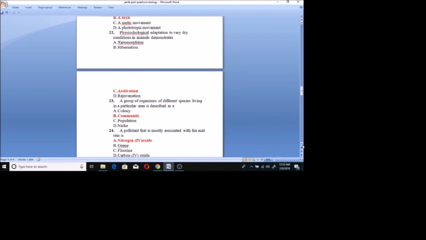31. Mineral salts can be absorbed into the roots by: A. osmosis only, B. osmosis and diffusion, C. diffusion and active transport, D. imbibition only. So we obtain mineral salts through the roots by diffusion and active transport.